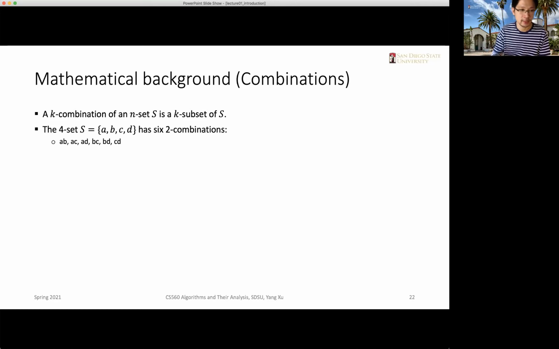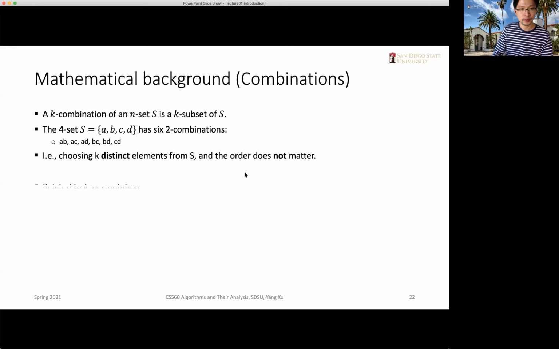In this 4-element set A, B, C, D, there are in total 6 2-combinations. But if you think about 2-permutations, then AB is different from BA. In combinations, these two are the same combination.